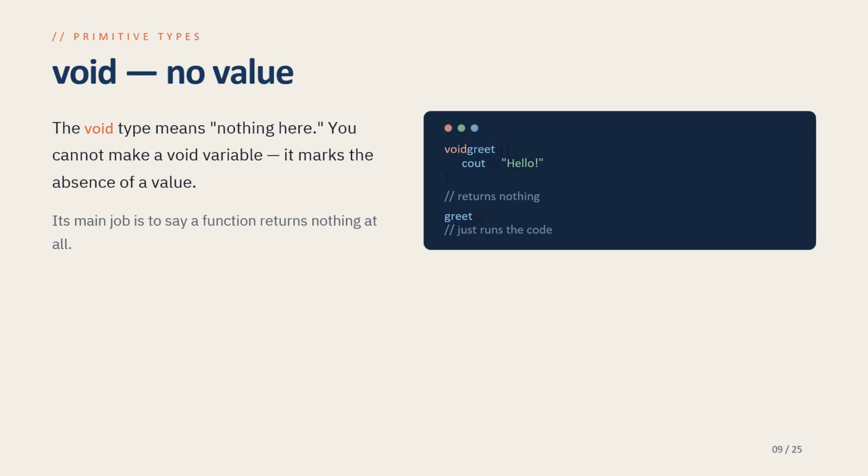Next data type is void. It represents the absence of a value. It is commonly used as the return type of functions that perform a task but do not return any result. For example, a function that simply displays a message on a screen can have a return type of void.